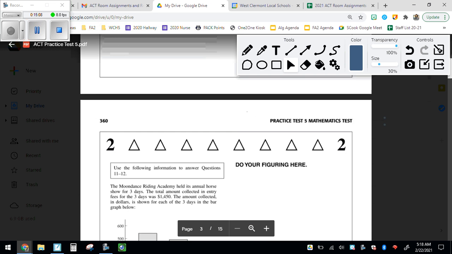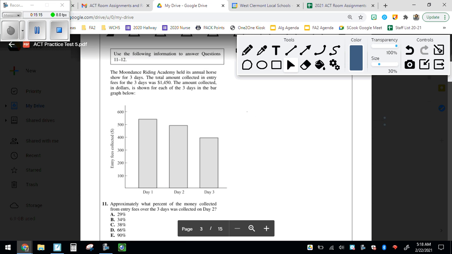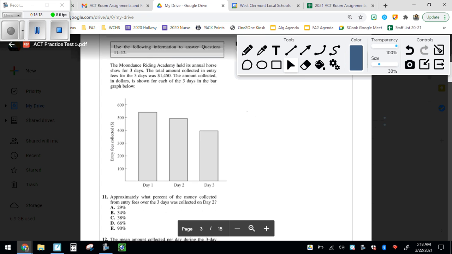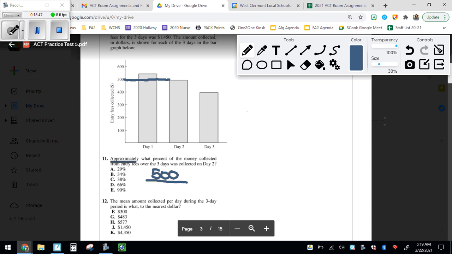All right. So the next guy, the ACT loves to do this. Use the following information to answer questions 11 and 12. So this graph right here is going to get used for both of these questions. All right. So number 11 says approximately what percent of the money collected from entry fees over the 3 days was collected on day 2. So it says approximately, so that means your best guess. Day 2, if I trace this over, day 2 is about 500. And it's out of all 3 days. So if you look up here, reading is important. All 3 days was 1450.